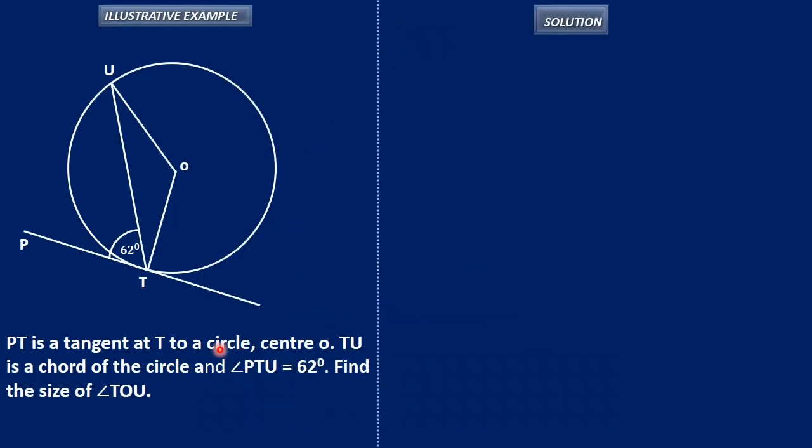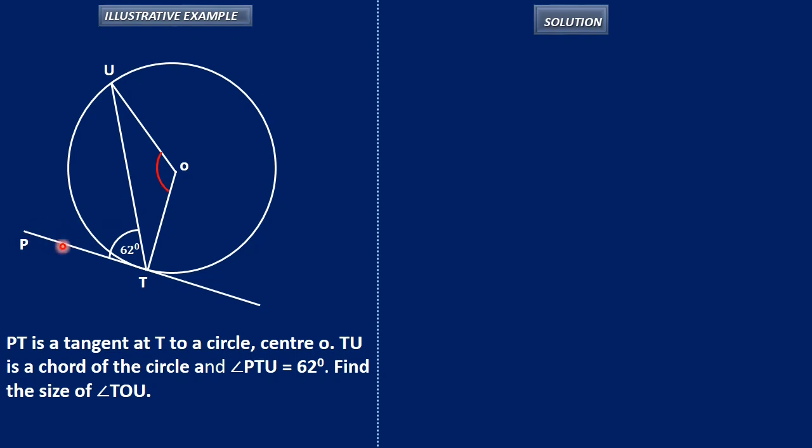Now let's apply property 1 to solve this example. The question says PT is a tangent at T to a circle, center O. TU is a chord of the circle and angle PTU is 62 degrees. Find the size of angle TOU. So this is the angle they want us to find.